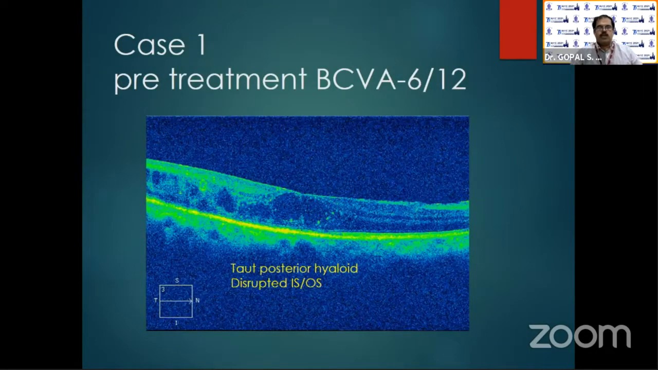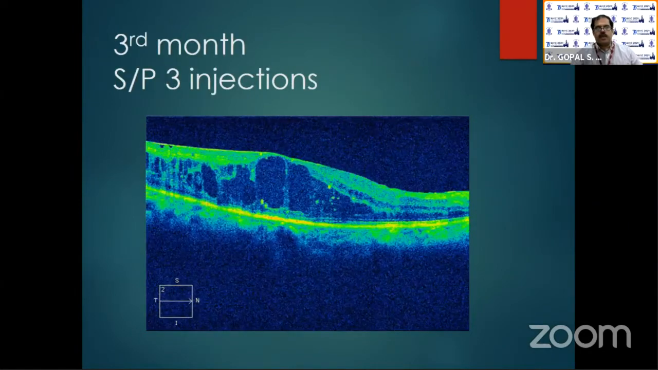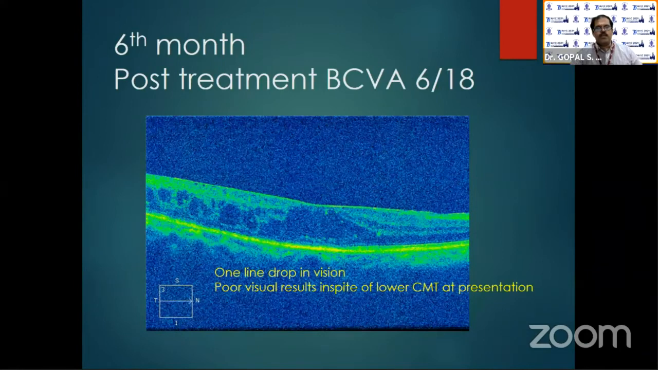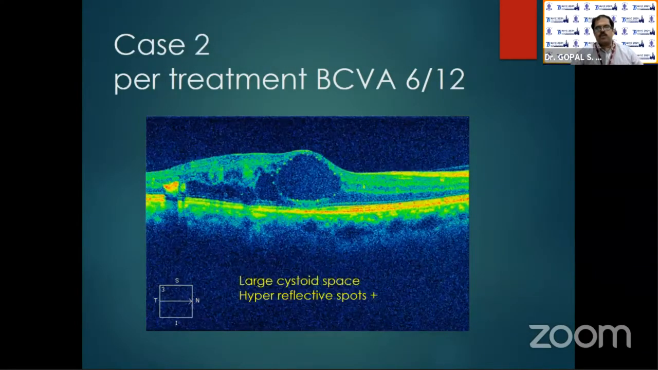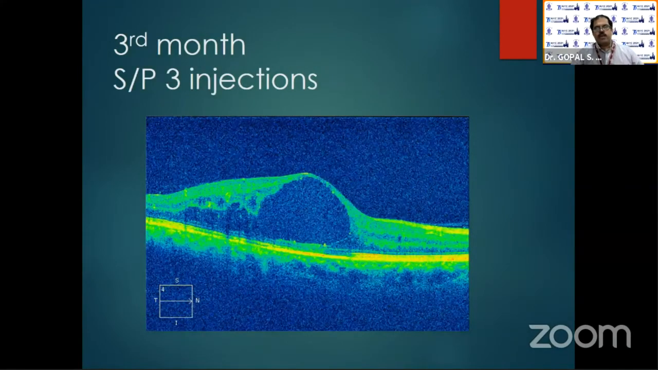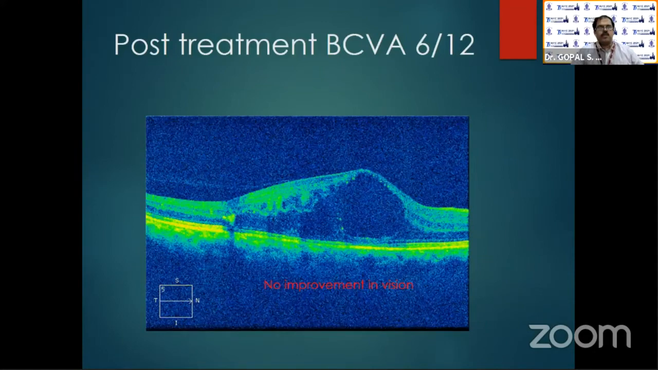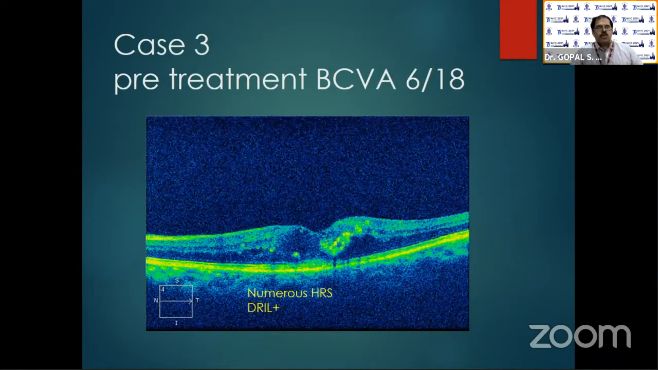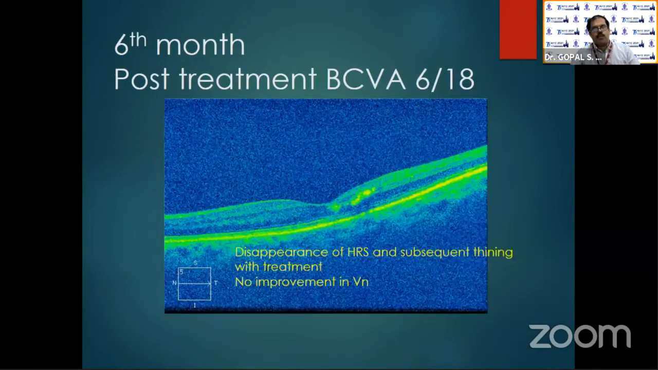Here you can see 6/12, taut posterior hyaloid, disrupted ISOS junction. You can see there was actually a 1-line drop in vision by 6 months. So this is again another case, large cystoid space, hyperreflective spots. That large cyst is right in the center. You can see the visual acuity is not improving at all with injections. Now, this is another patient with numerous high reflective spots and DRIL. You can see that even with improvement in the morphology, there was no improvement in visual acuity.